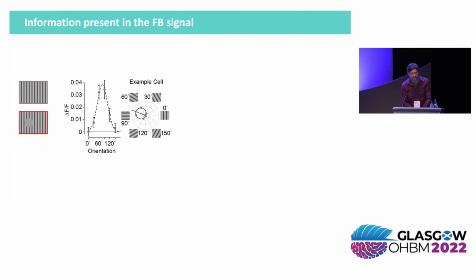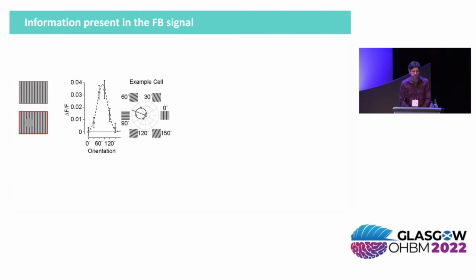Now, the final thing we wanted to look at was the information that was present in this feedback signal in the mice. So in each of our experiments, we used 6 orientations in the background. And we had many cells which are orientation tuned. So here's an example of a classically orientation tuned cell. This cell likes something around 80-degree orientations.